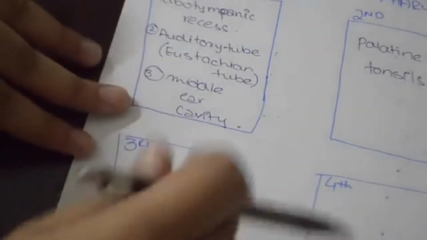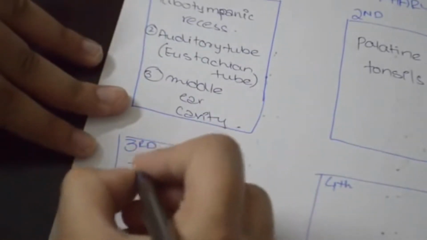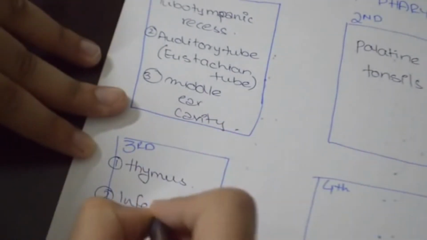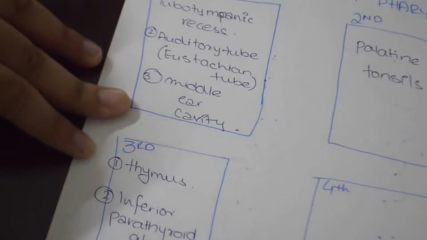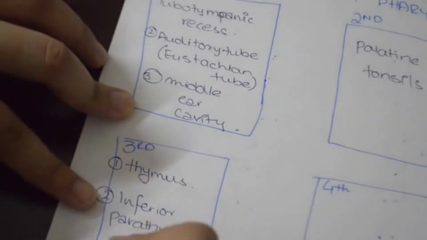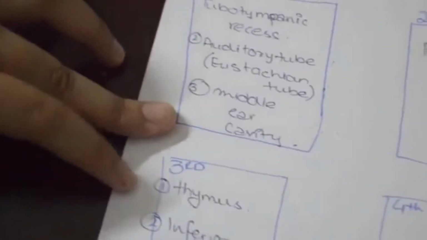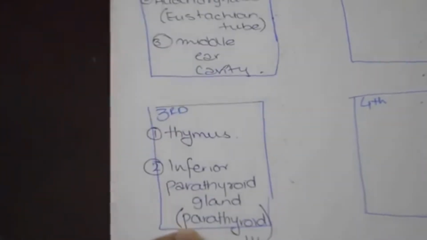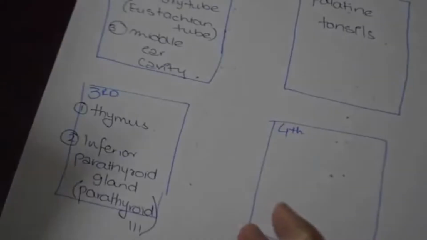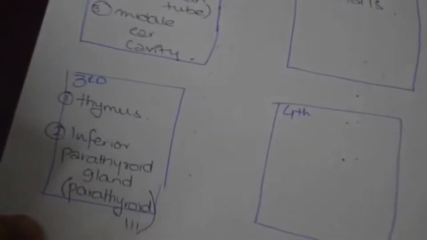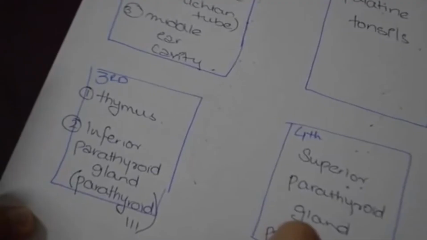So here they are saying that firstly the thymus is made, and then the inferior parathyroid gland is made, which is called parathyroid 3. So this is formed by the third pharyngeal pouch. The fourth pharyngeal pouch forms the superior parathyroid gland. That superior parathyroid gland is known as parathyroid 4. So it forms the superior parathyroid, and 4 in Roman numerals.